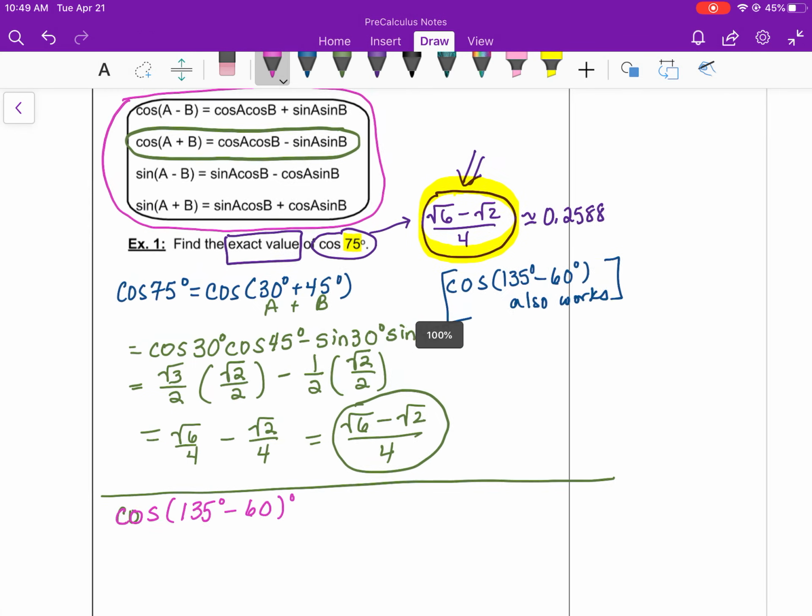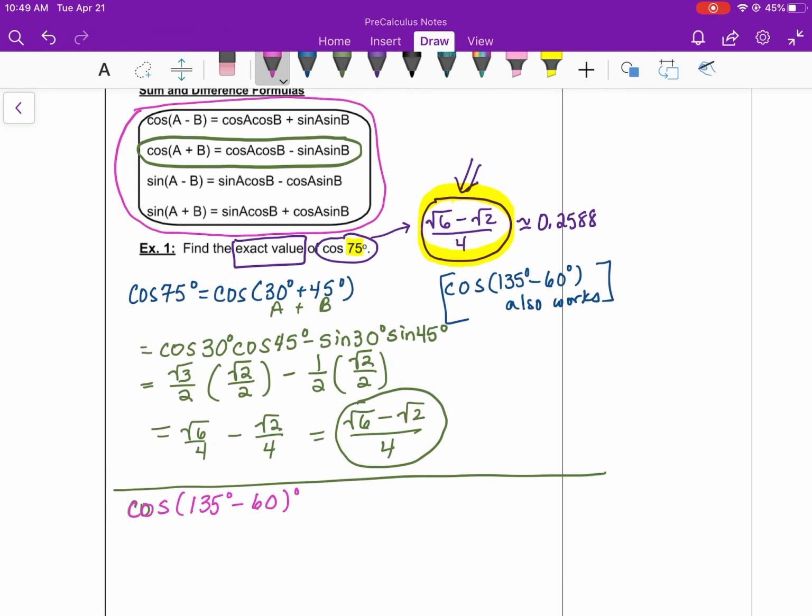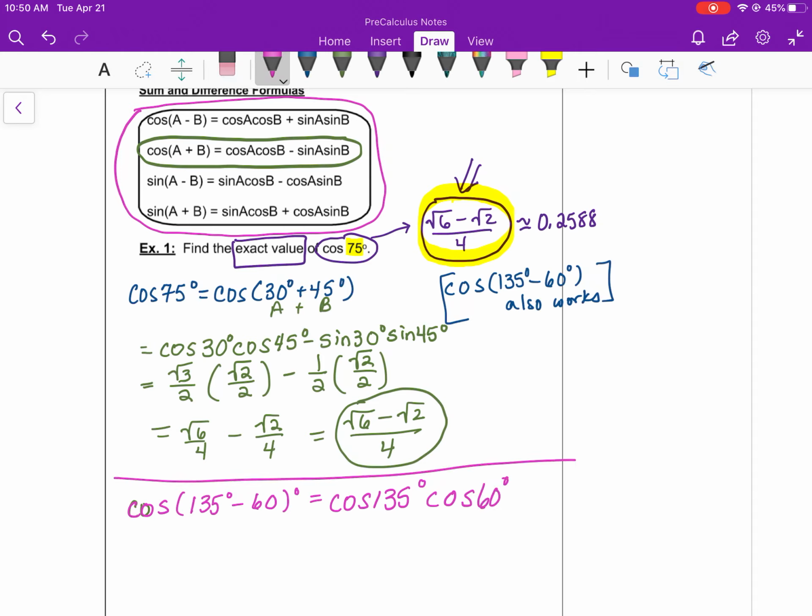So if I go this route instead, it says cosine of A, so cosine of 135, I'm just following the formula, times the cosine of B. Now, B is not negative 60, B is 60. And then, I don't even need parentheses there. I'm not sure why I drew those, but. And then it says plus sine of 135, sine of 60.